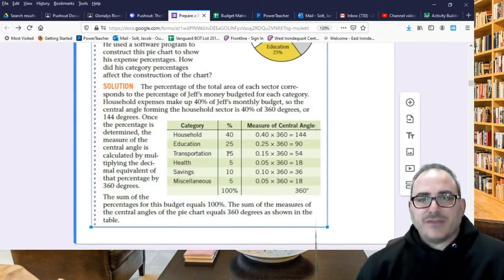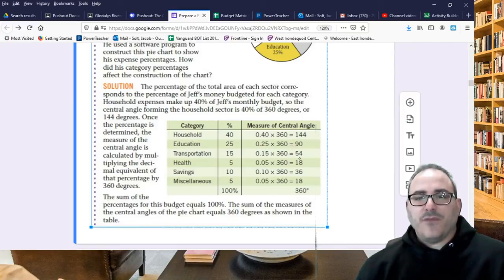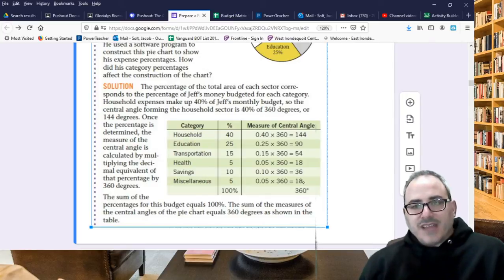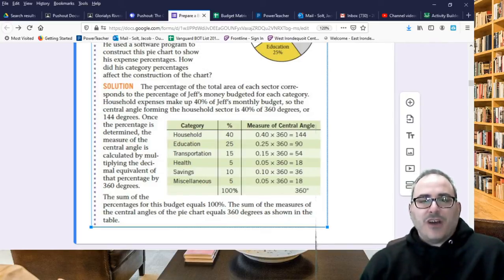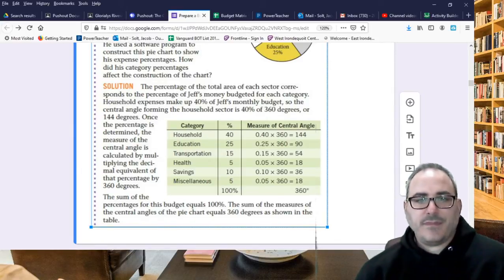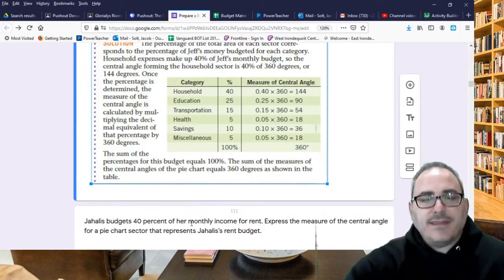Here's the category transportation. It's 15%. 15 divided by 100 is 0.15 times 360 gives 54. And then when you add all these angles up, they should all equal 360, because these percentages all equal up to 100%. So the trick of this is that all your percentages have to equal 100% in order for all your angle measures to equal 360.